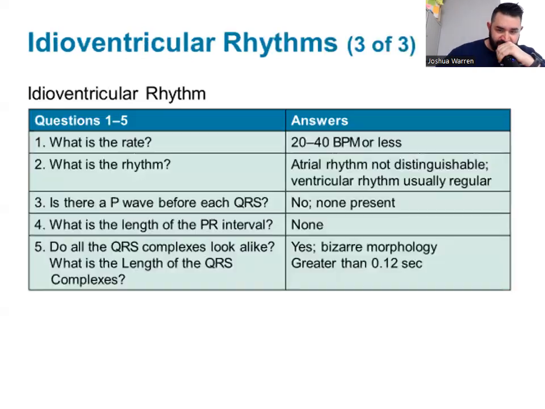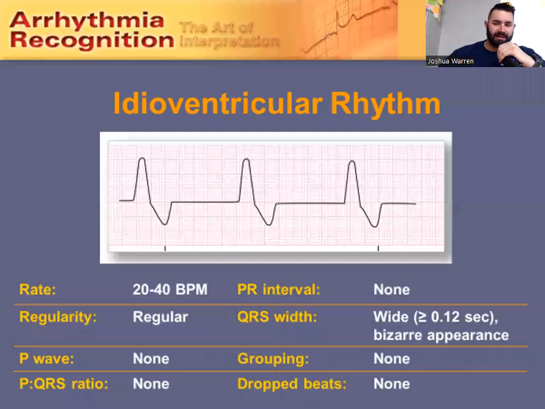So next I have your 5 questions answered there. We got a rate of 20 to 40 for a ventricular escape or idioventricular rhythm. There's no atrial distinguishing marks. There's only ventricular rhythm, but it is regular. There's no P's, there's no PR interval, but the QRS is big, wide, juicy, bizarre looking. Idioventricular, again, is big, wide, and juicy.